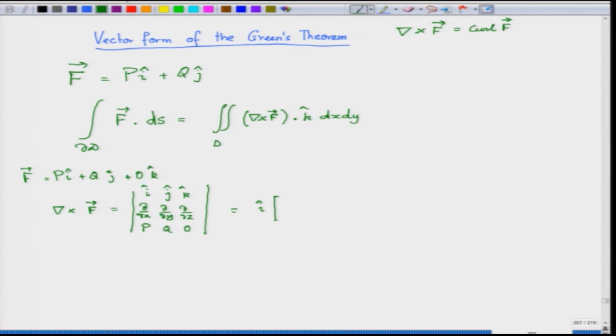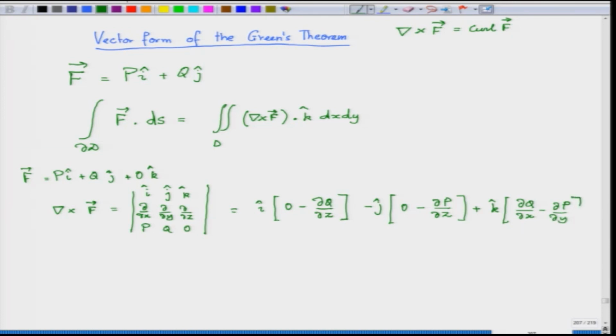So, it is i vector into this part, which is 0 minus del q del z, minus j vector into 0 minus del p del z, and this del q del z is 0 and del p del z is 0, and k vector into del q del x minus del p del y.